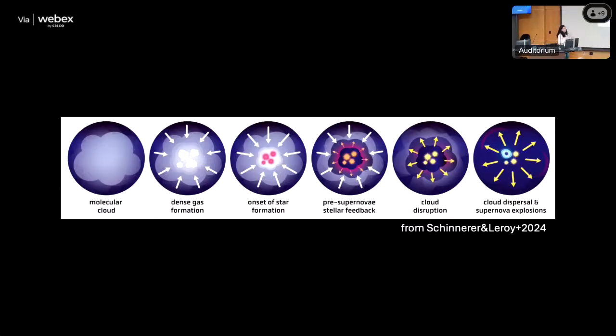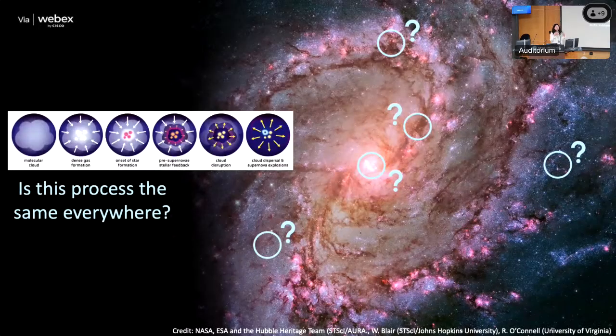We've all been talking about the process of star formation, and this is sort of the general view that we have of it now. But I think a very important question that everyone's after is how does it fit in environmental differences? Is this process the same everywhere within a galaxy or even across different types of galaxies?